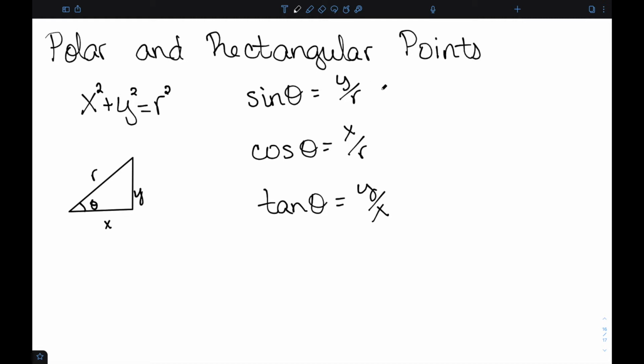A lot of times we rewrite these two equations though. Multiplying both sides by r gives me that r sine theta is equal to y, and r cosine theta is equal to x. And this is the more common form of these two parts of this set of equations.